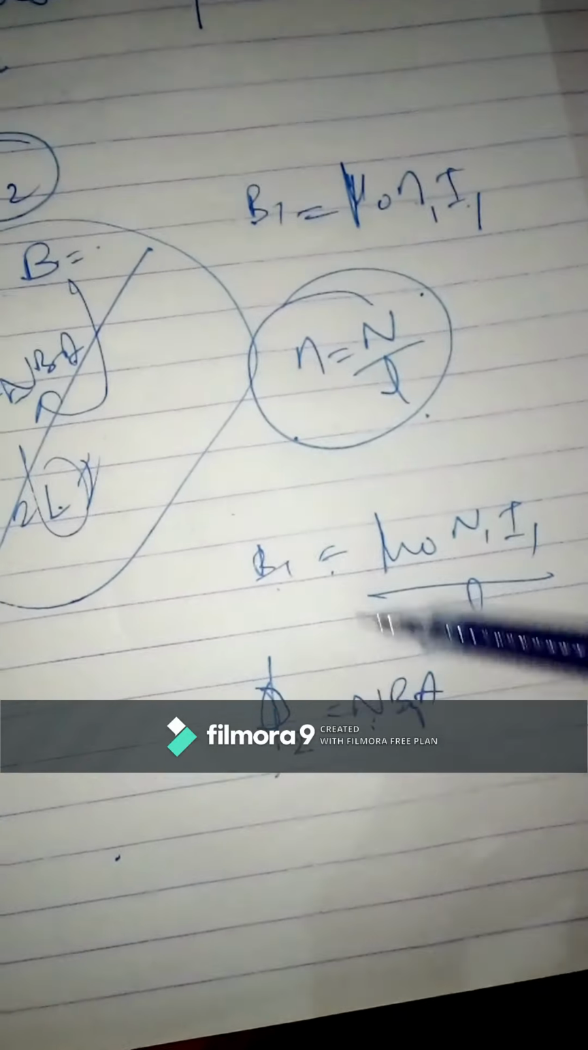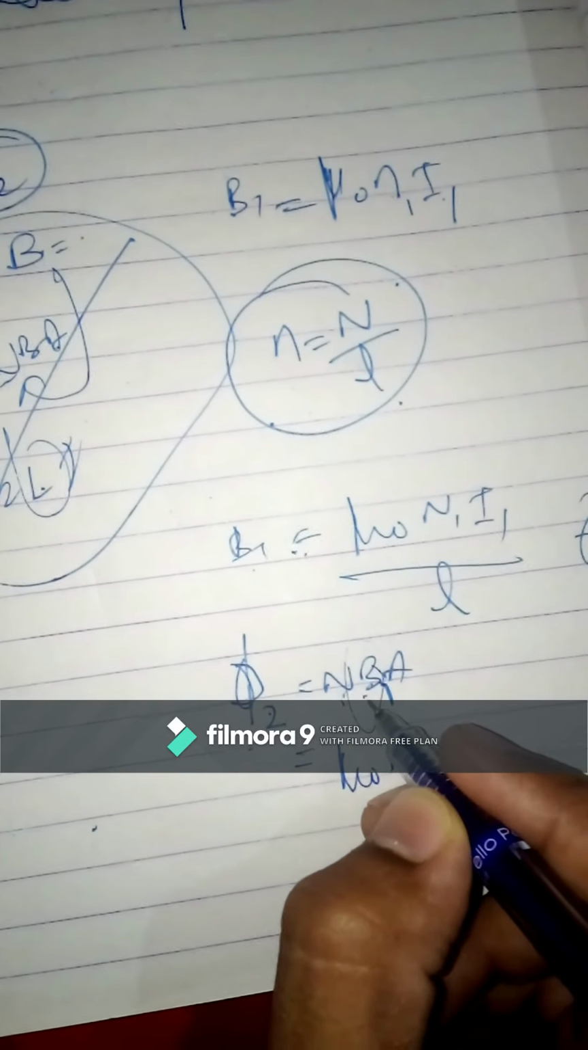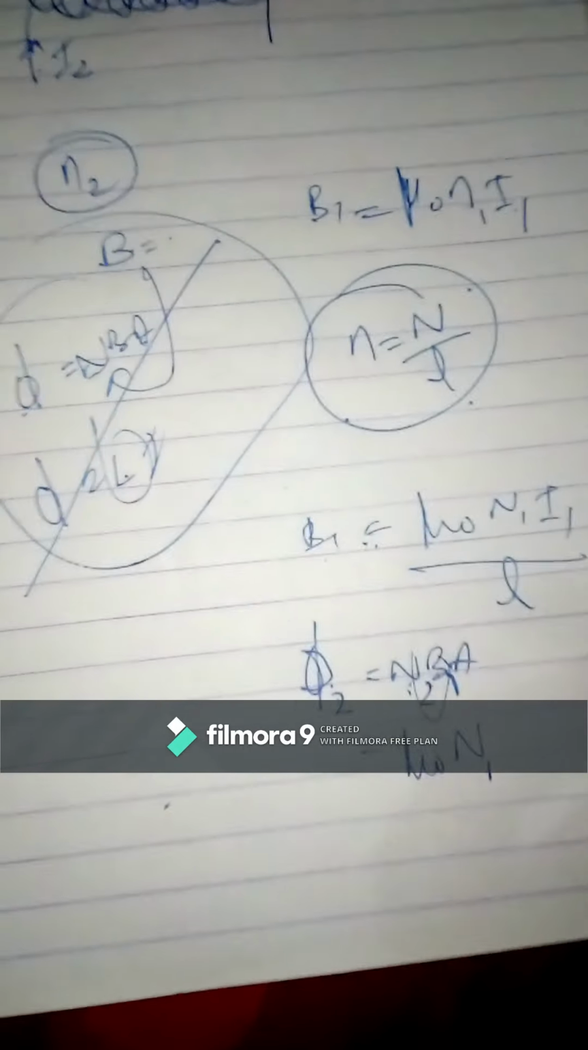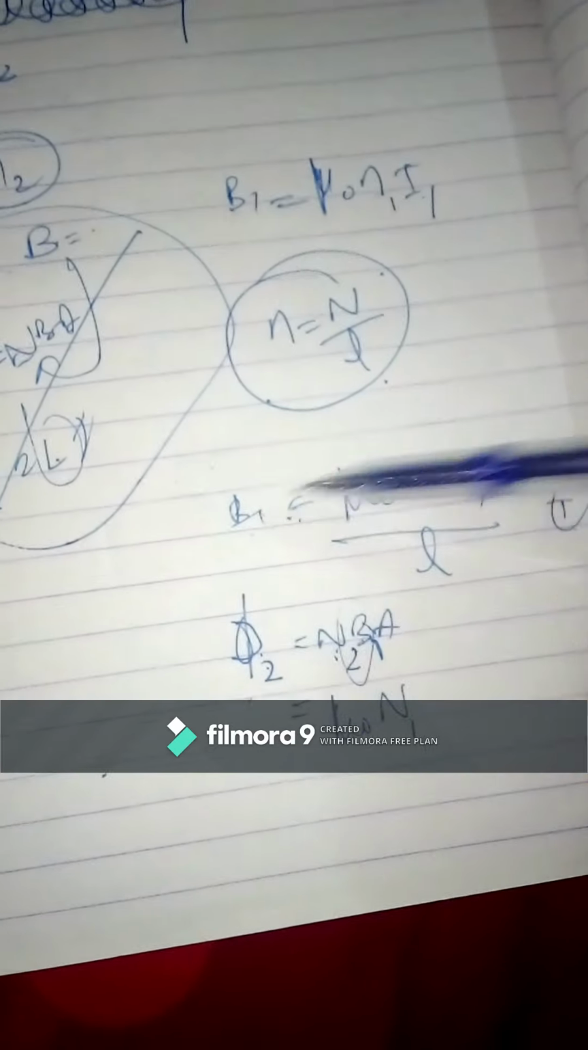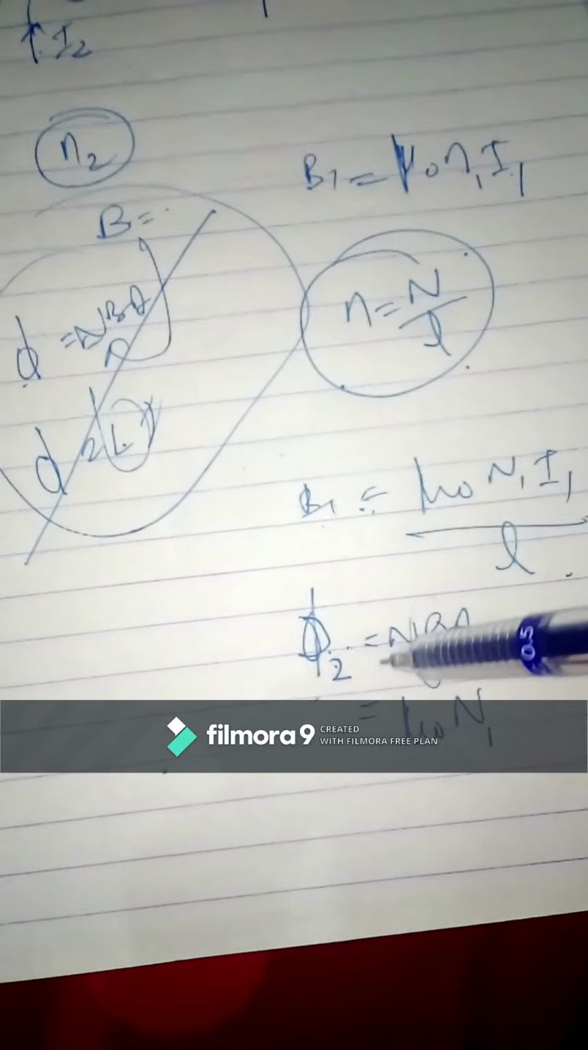When the current flows through the first solenoid, we are using B of the first solenoid. So it will be mu naught N1, and we will use this N. I'm going to clear this again. See, B1 equals mu naught N1 I1 by L. You understood this? Okay, now we are going for phi.